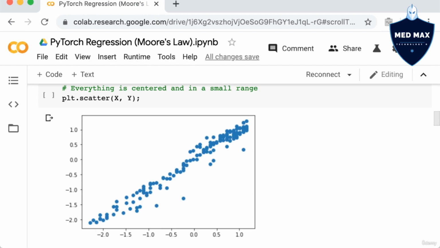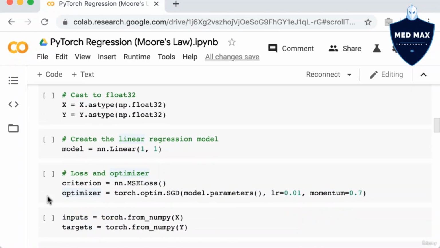In the next plot, we do a scatter plot again, which on first glance looks exactly the same as it did before. But if you look closely, you'll see that both the x and y axes are centered around 0, and the range of values is now small, which is exactly what we want. Next, we're going to do a little more pre-processing to convert our data into float32.